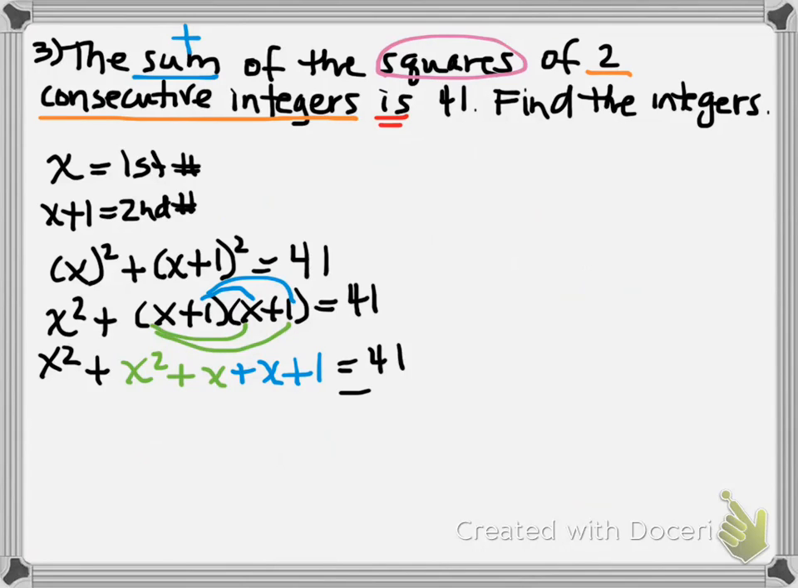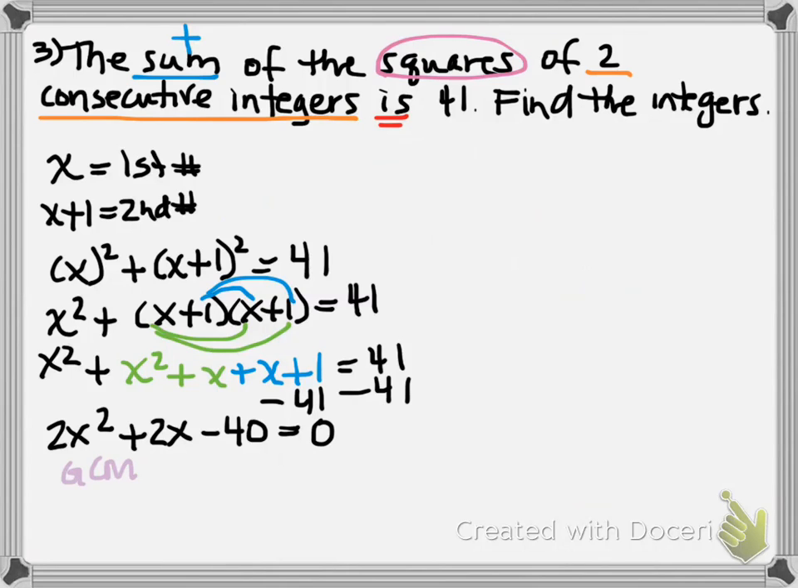Next, I want to get everything on one side, 0 on the other, so I'm going to subtract that 41 from both sides. So combining up like terms, I have an x squared and an x squared for a total of 2x squared. I have an x and an x for a total of 2x. And I have a 1 take away 41, so that's a negative 40 equals 0. So for the first time, we actually have a GCF.